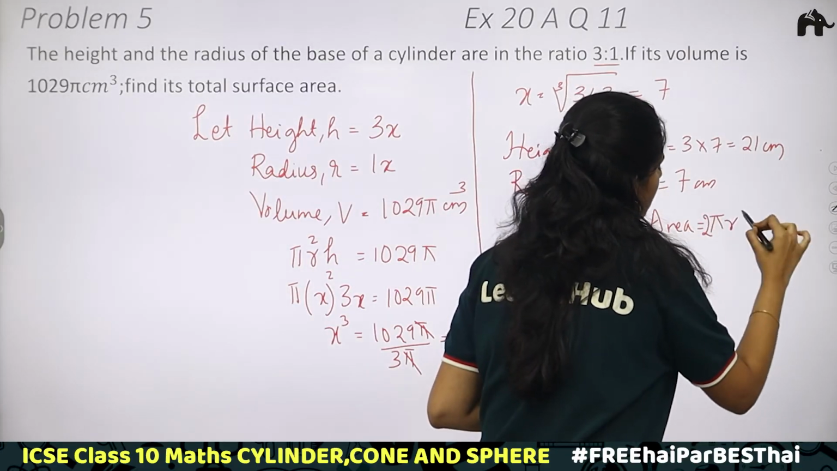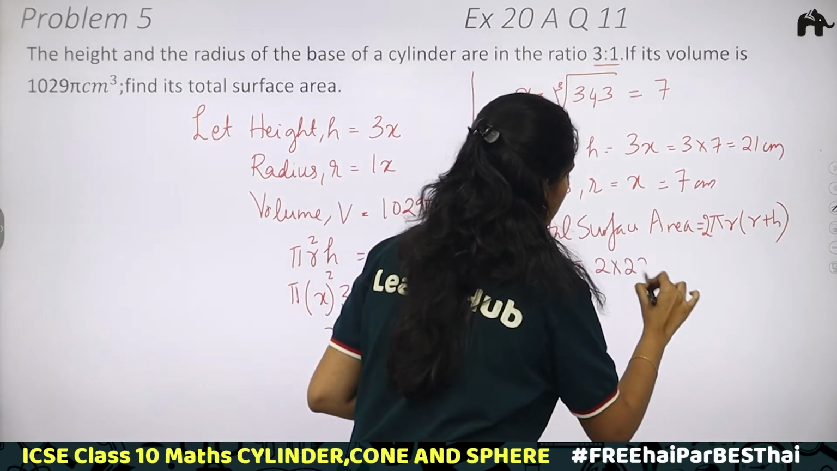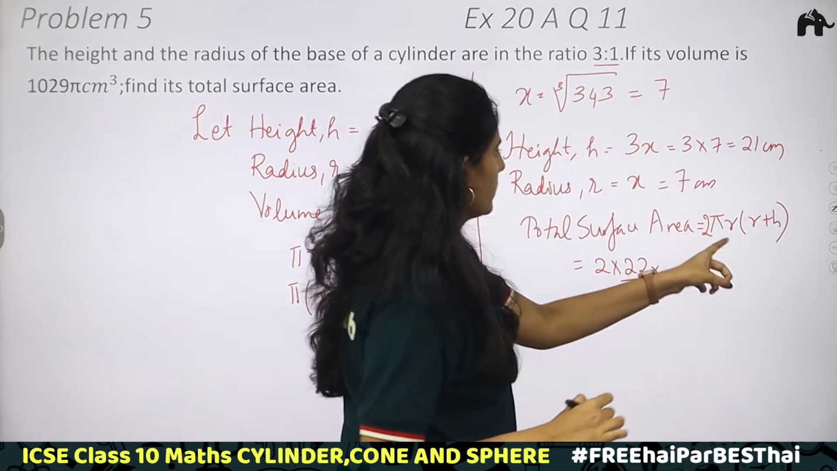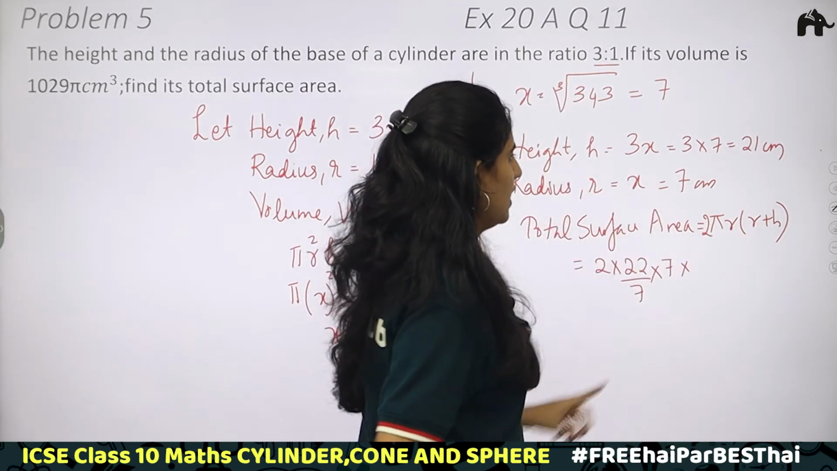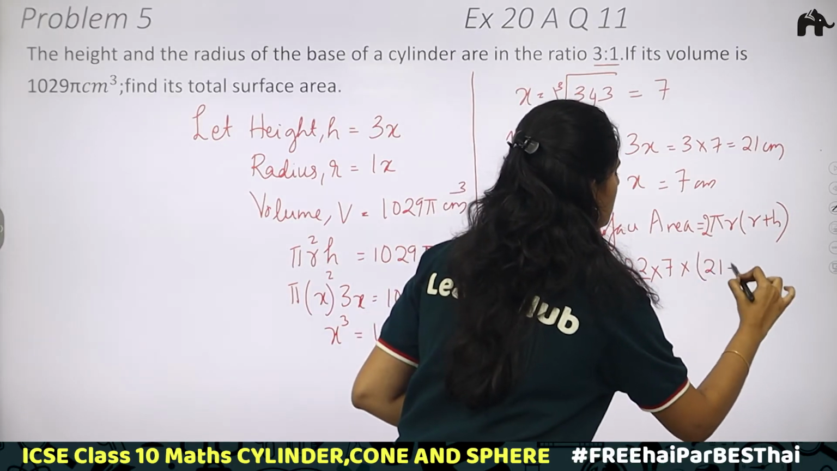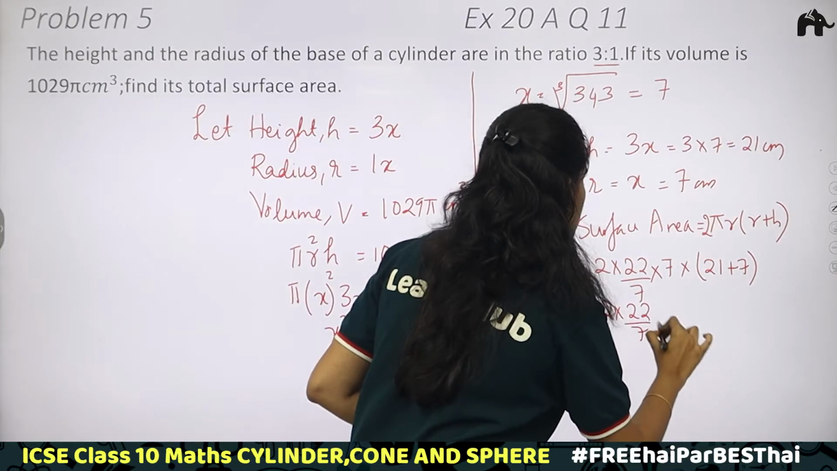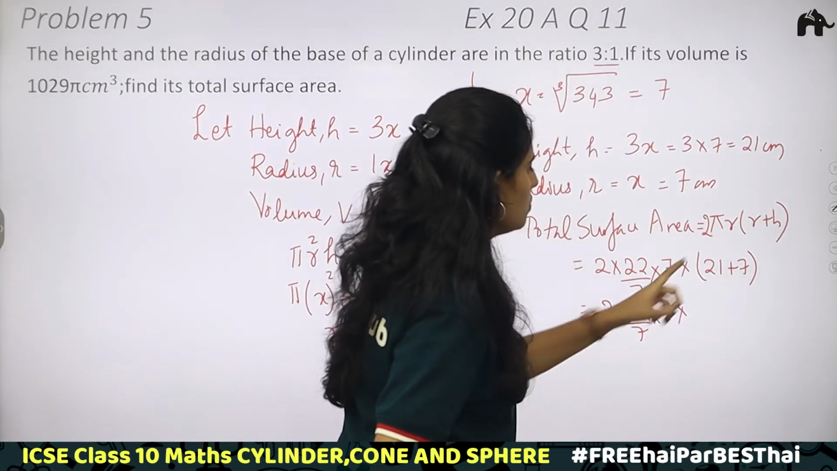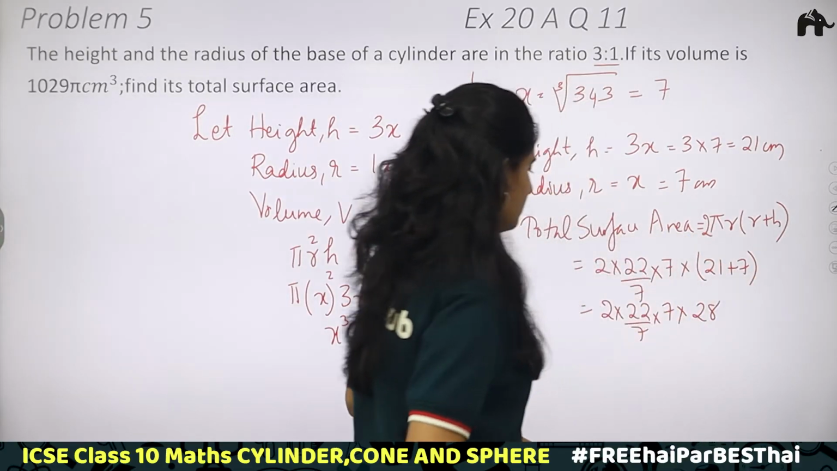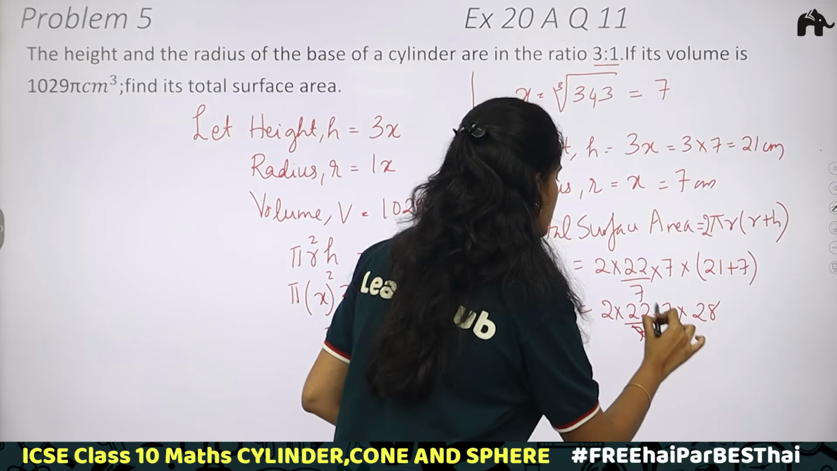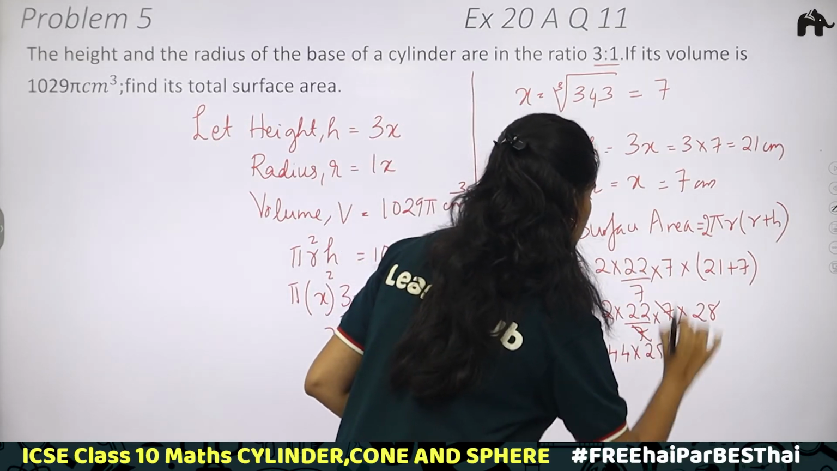2 pi r into r plus h. Put the values. 2 into 22 by 7 into r is equal to 7 into r plus h. 21 plus 7, that is equal to 2 into 22 by 7 into 7 into 21 plus 7, that is 28. 7 can be cancelled. Then we have 44 into 28.